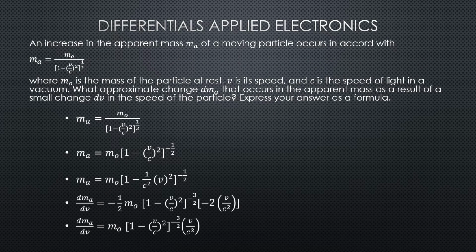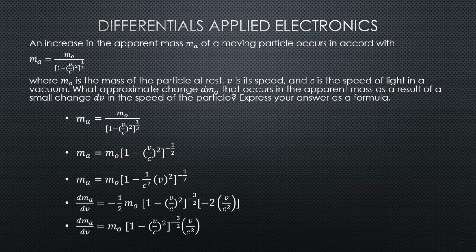All right, an increase in the apparent mass, Ma, of a moving particle occurs in accordance with Ma is equal to Mo divided by the quantity 1 minus (v over c) squared, and that all total quantity raised to the half power, where Mo is the mass of a particle at rest, v is its speed, and c is the speed of light in a vacuum. What approximate change dMa occurs in the apparent mass as a result of a small change dv in the speed of the particle? Express your answer as a formula.